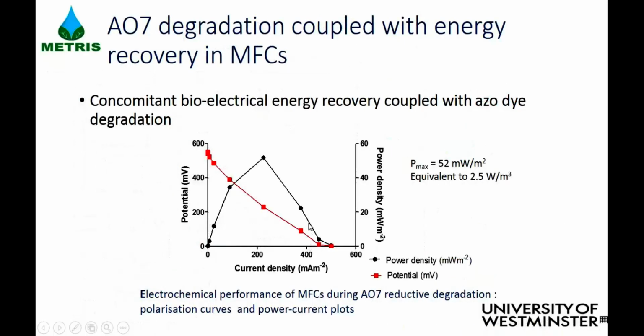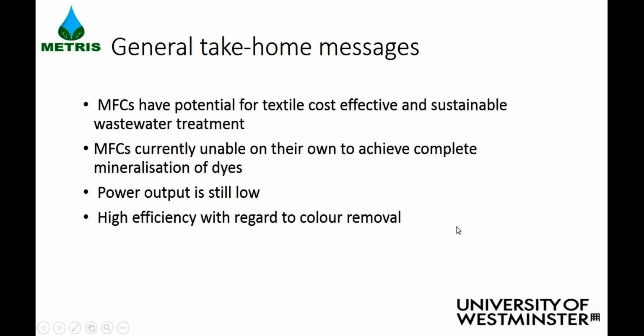When it comes to power production, we've got about 52 milliwatts per meter squared of power at a current density of about 250 milliamps per meter squared. So the general take-home messages then: microbial fuel cell systems have potential for cost-effective and sustainable textile wastewater treatment. The system has to be cost-effective. At the moment, they are unable on their own to achieve complete mineralization of dyes. There's also a need to improve power output, but they are quite efficient when it comes to removing color.